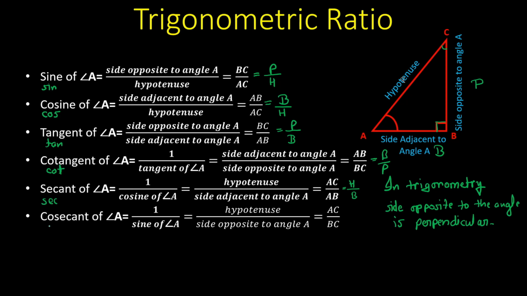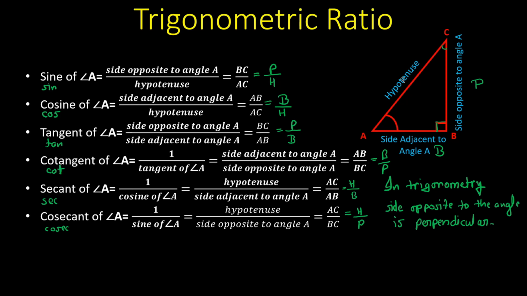And cosecant, which is also read as cosec. Cosec of angle A equals 1 upon sine of angle A. It is just the reverse of sine, equal to hypotenuse upon side opposite to angle A, as I told you already. So if sine is perpendicular upon hypotenuse, then cosec will be hypotenuse upon perpendicular.